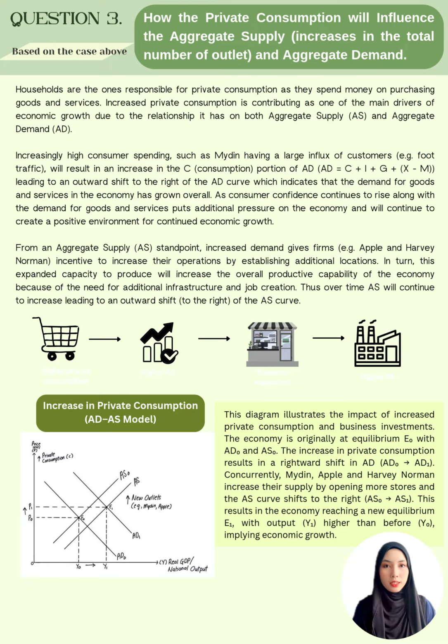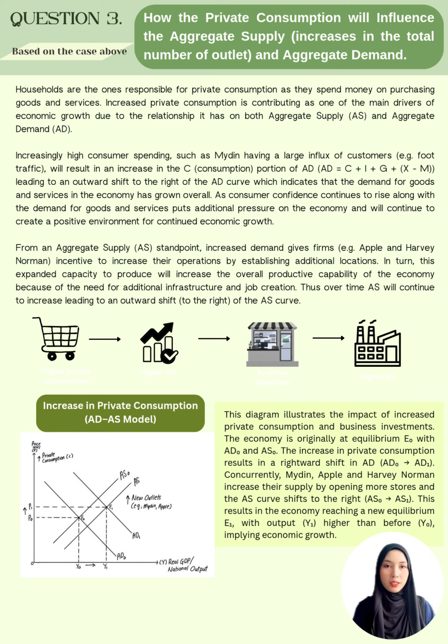Based on the case given, private consumption plays an important role in influencing both aggregate demand and aggregate supply. Firstly, when households spend more on goods and services, private consumption increases. This directly increases the consumption component, or C, in aggregate demand. As a result, the AD curve shifts to the right, showing higher demand in the economy. For example, when more people shop at places like MOHD, it reflects higher consumer spending and stronger economic activity.